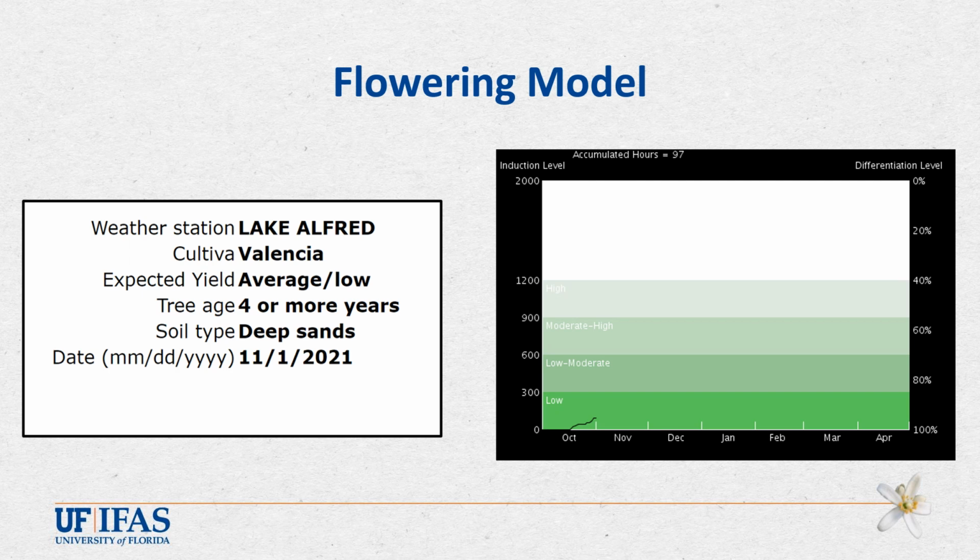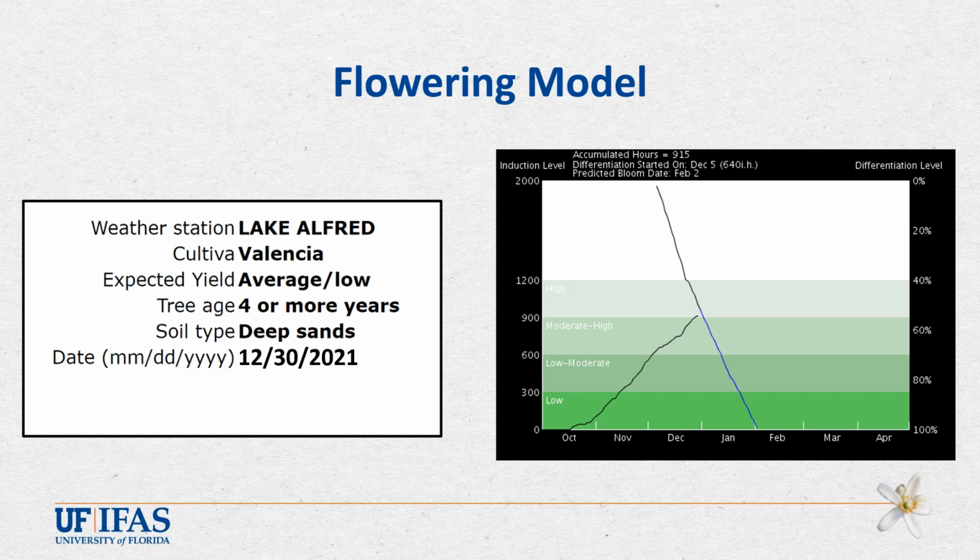Here we can see that by November 1st, 2021, 97 induction hours have already accumulated. By November 15th, we're up to 290. By November 30th, 525. By December 15th, we've reached 712. Notice we are now within that range of 600 to 900 hours that is sufficient for flowering. If we move forward to December 30th, you'll see we're up to 915 hours.